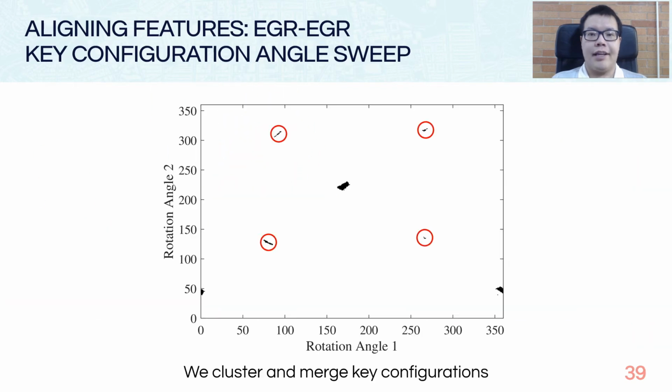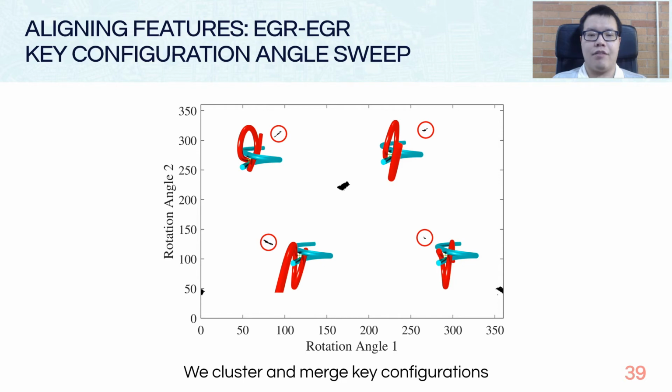The dots in this image show collision-free configurations from the enumeration of the rotations. The circles mark the 4 key configurations in the narrow tunnel, and the 2 large dots are collision-free configurations, but they are not in a tunnel. To reduce the total number of key configurations in the output, we cluster and merge key configurations.